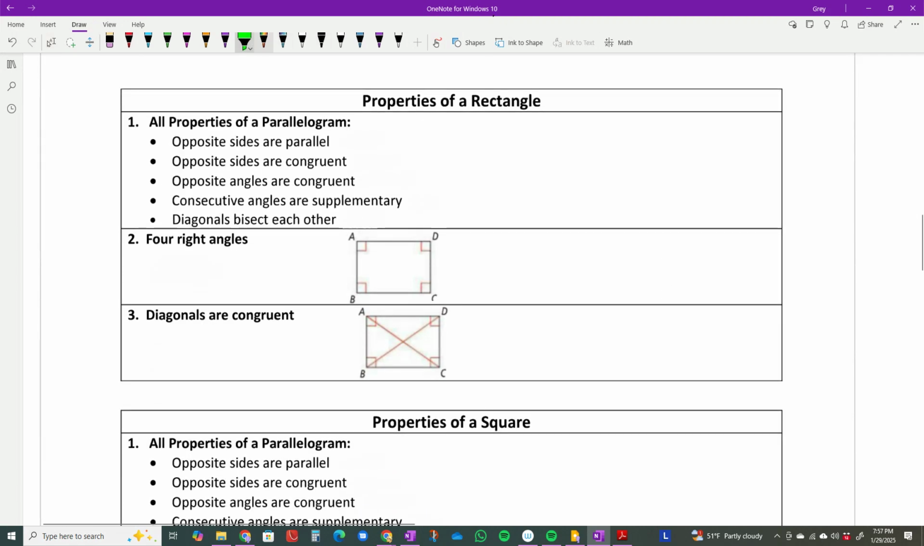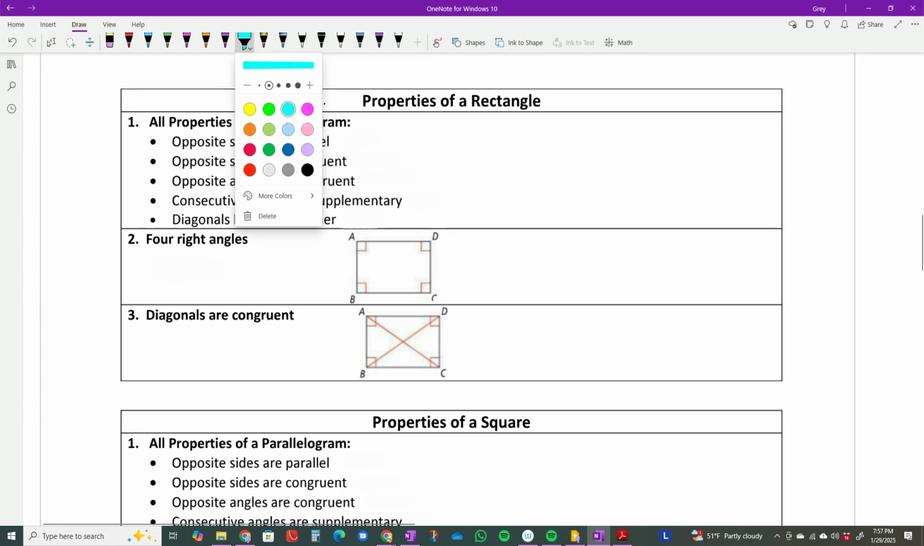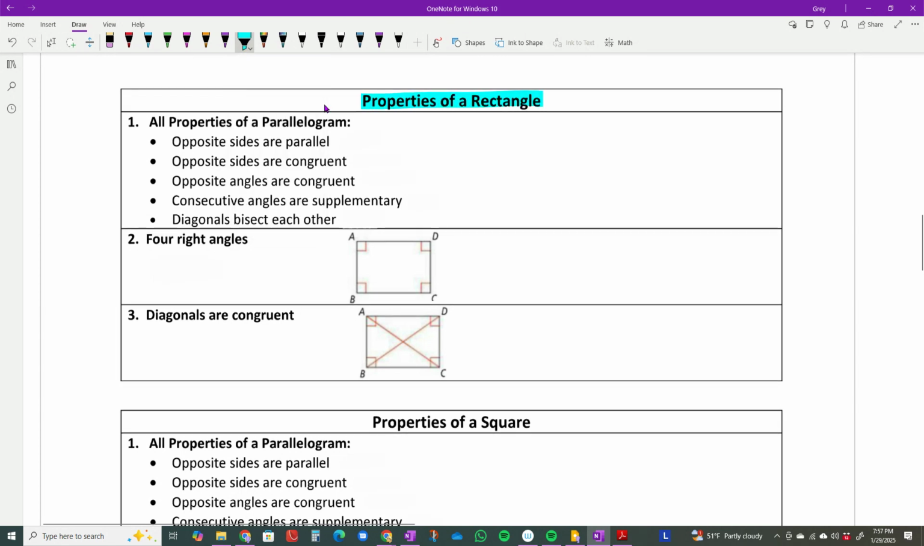All right, next we have properties of rectangles. Again, it's a parallelogram. So by definition, both opposite sides are parallel. Both opposite sides are congruent. Both opposite angles are congruent. Consecutive angles are supplementary, and the diagonals bisect each other. And the definition that we had at the top tells us that we have four right angles. So what is new is that the diagonals of any rectangle are congruent.